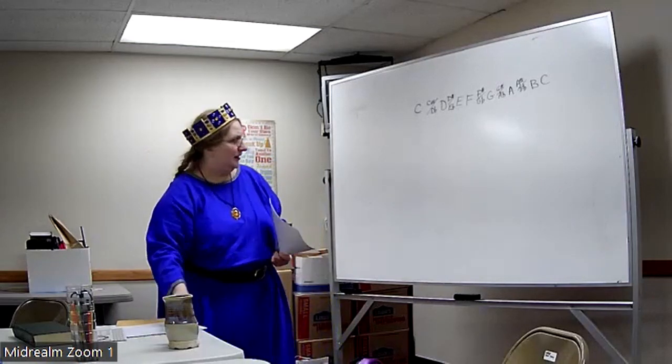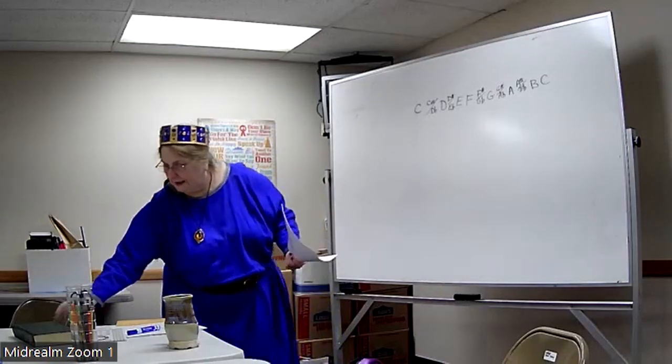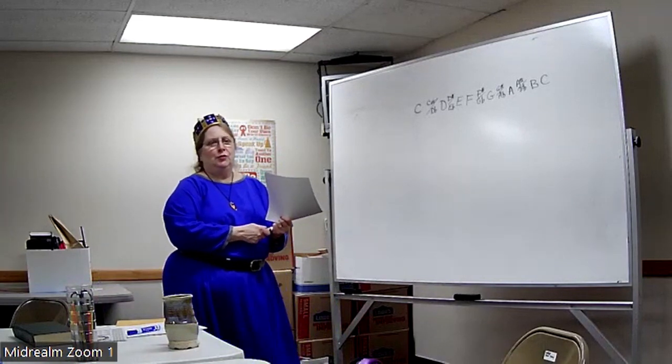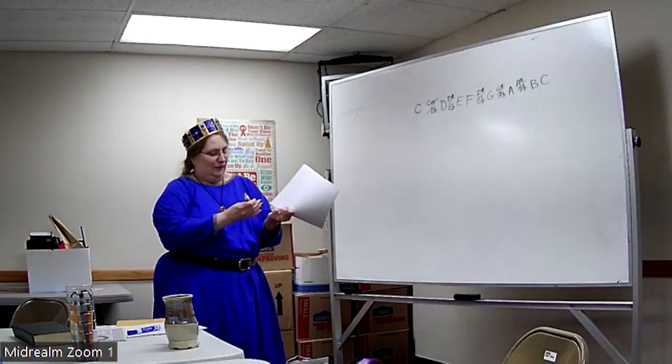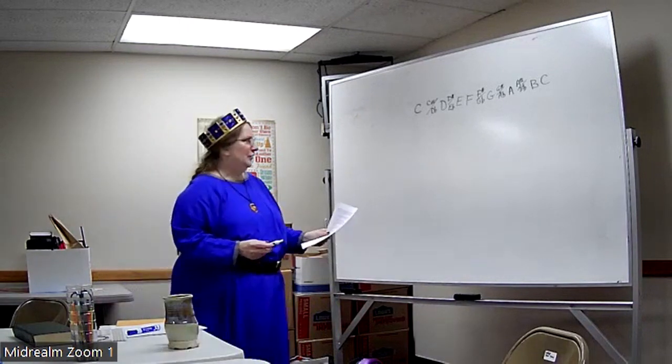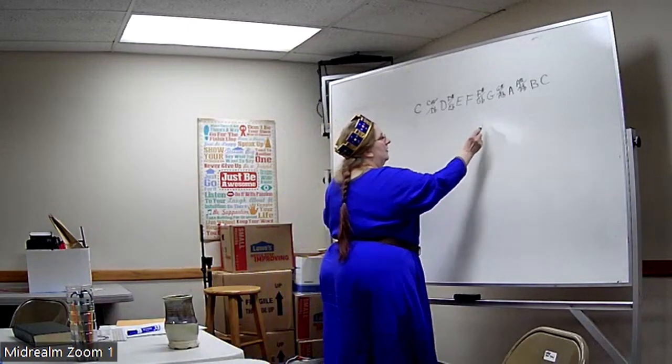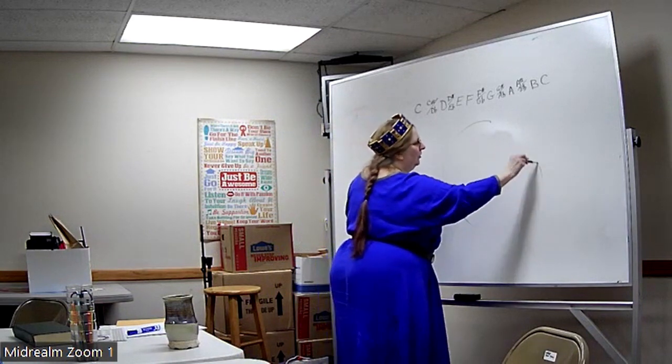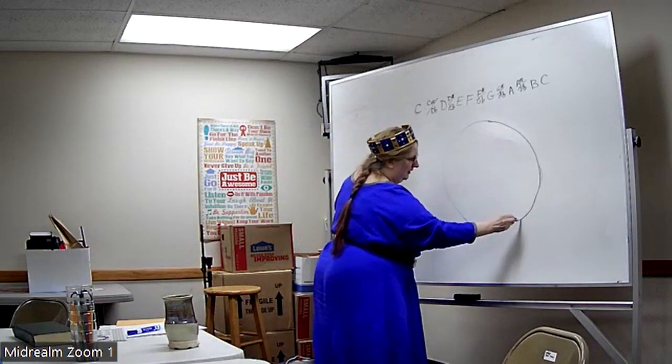So one of the things I think is helpful is when you actually draw it out yourself. So I gave you a cheat sheet there that has your circle on it and divisions, but I will start. First thing you do is draw a circle.